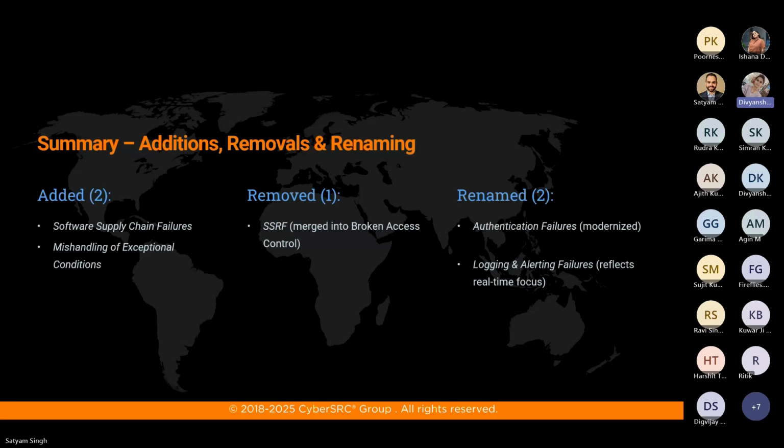And finally, what has been renamed? First one is authentication failures. The meaning is the same, it's only modernized to better reflect current authentication and session related risk. And logging and alerting failures is also renamed. The meaning is the same for both of these OWASP Top 10 vulnerabilities, but it is only renamed to emphasize the importance of real-time detection, not just log collection. So this is it. And now moving on to the next slide.